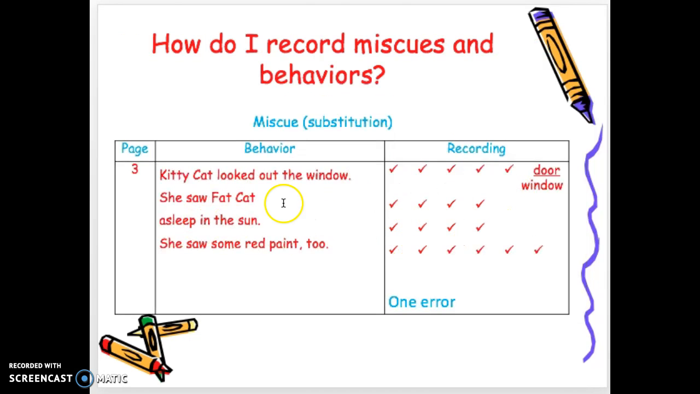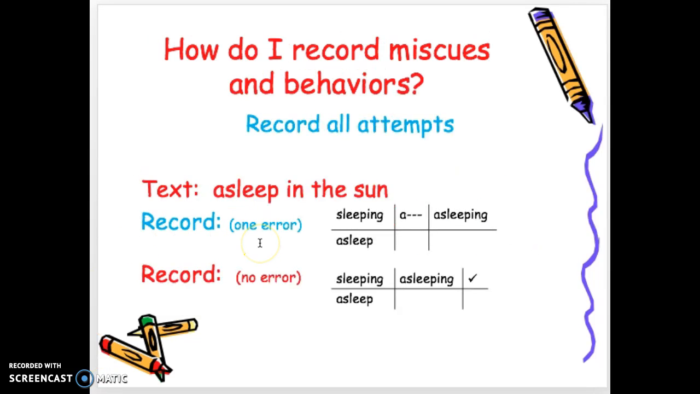Okay, so here we see kitty cat looked out the window. The child read door, so there's one error there. And the child read sleeping instead of asleep. And then the child read and then sleeping. So this is recording everything that the child did, but it's still recorded as one error. And then this is no error because the child first read sleeping, then sleeping, and then the check means the child read the word correctly.